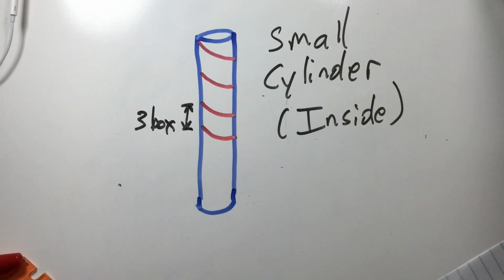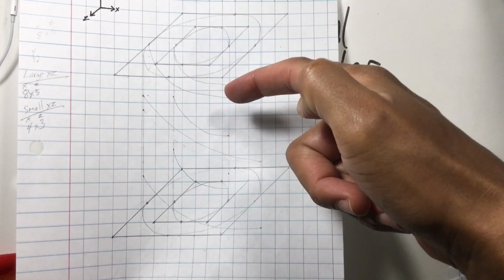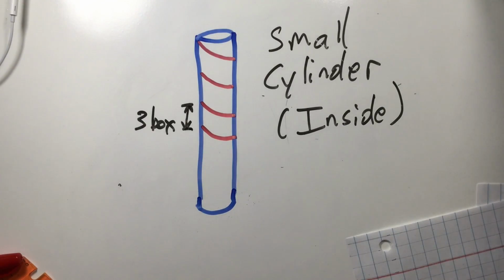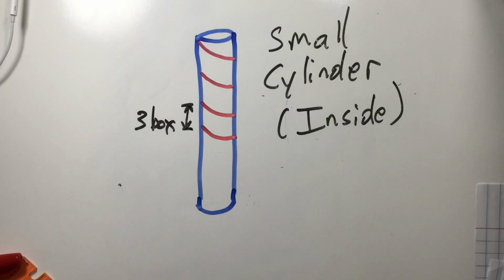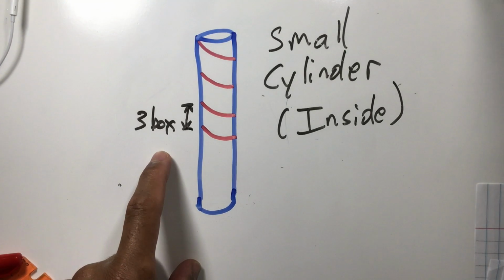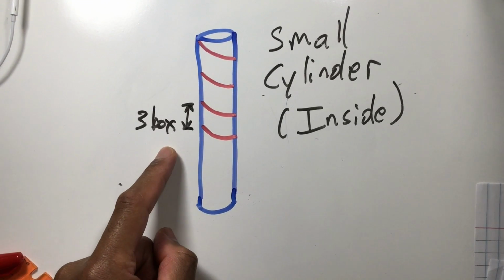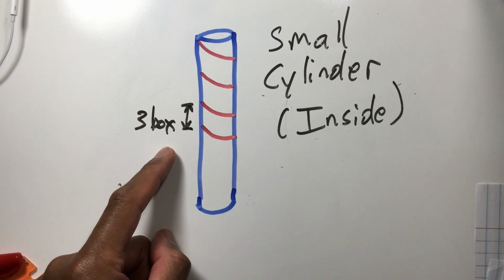What we're going to do now is take the small cylinder, which, keep in mind, is the inside cylinder that I drew separately here. We're going to space out the little rungs. Guys, these are actually called threads, but we're going to space out the threads. We're going to make a thread every 3 boxes. So let's do that.